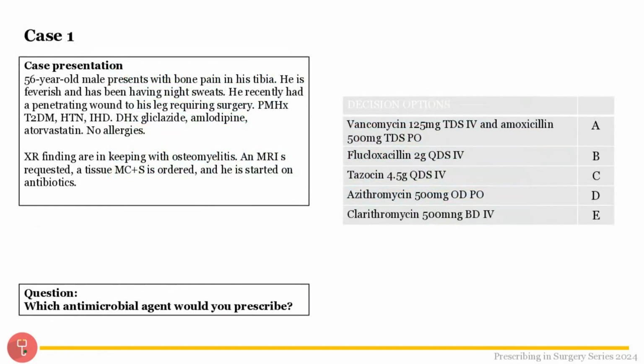Okay, so straight into it. Before we start, I suggest using either the BNF or antimicrobial companion to help with some of these questions. With some of the antibiotics, it gives very good guidelines.